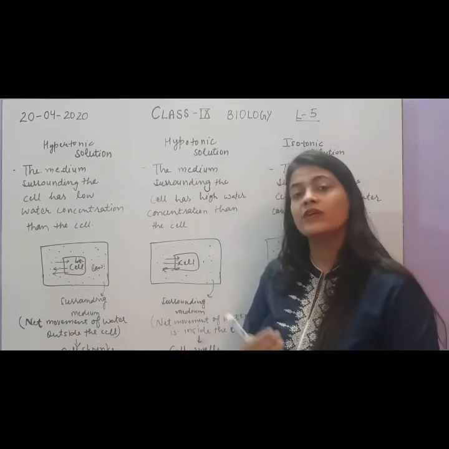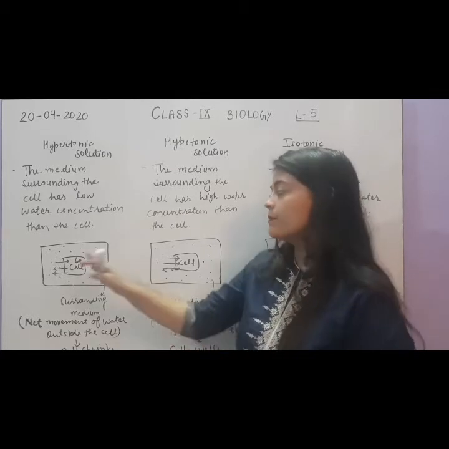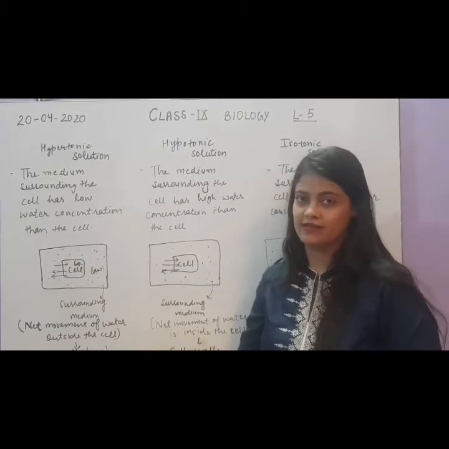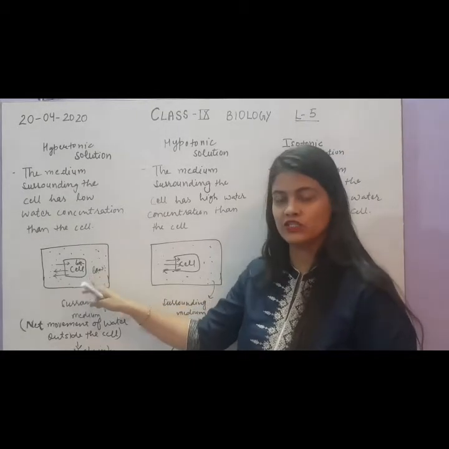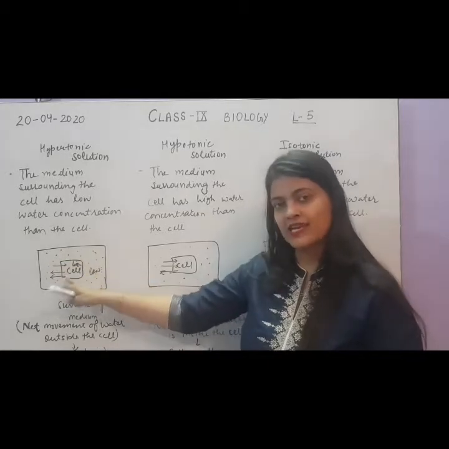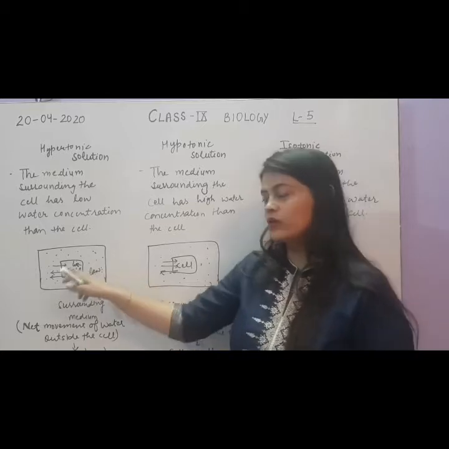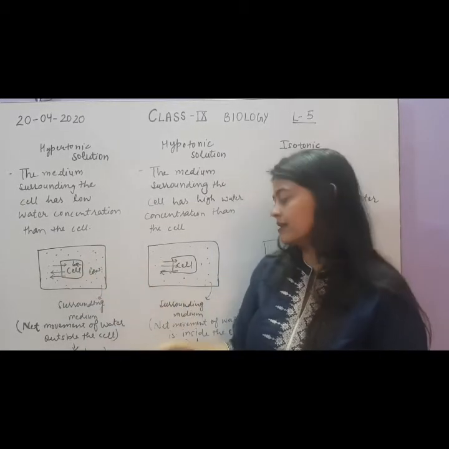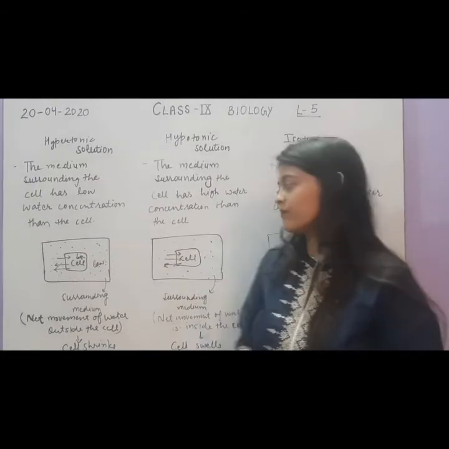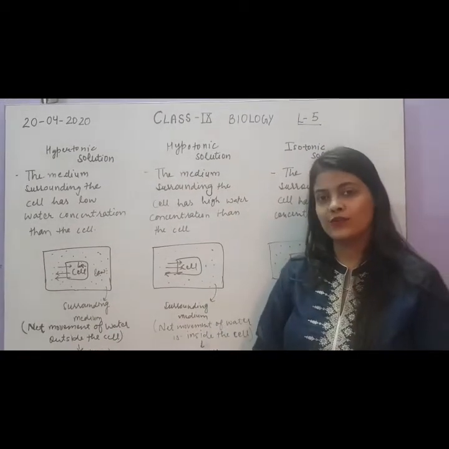So these water molecules will move inside and outside as well, because there is a difference in the concentration. But the net movement of the water molecules will be outside the cell because of the low concentration of water molecules outside the cell. So this solution which is surrounding the cell, having low water concentration, is called hypertonic solution, and there will be net movement outside the cell, due to which the cell undergoes shrinking. The cell will shrink.